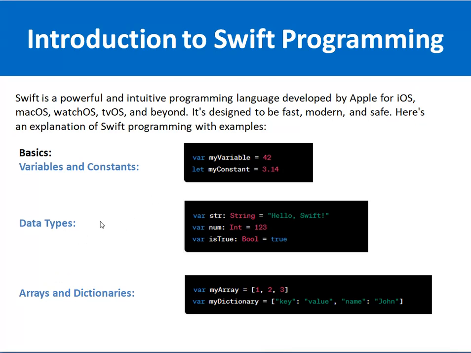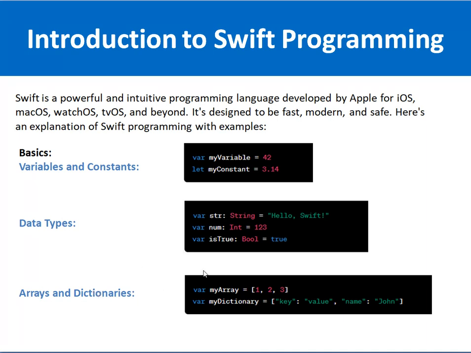Then there are many data types available. The first one is the string, for example, "Hello Swift": let str: String = "Hello Swift". For integer you can use Int. So this is the integer constant syntax. Boolean is true or false: isTrue, Bool, true. So these are the three basic data types which I can show you: string, integer and boolean.